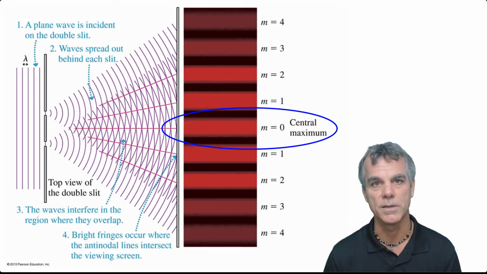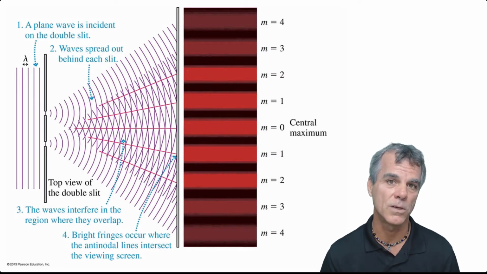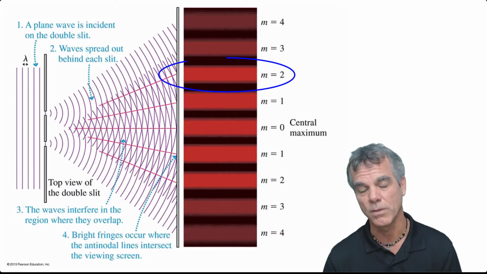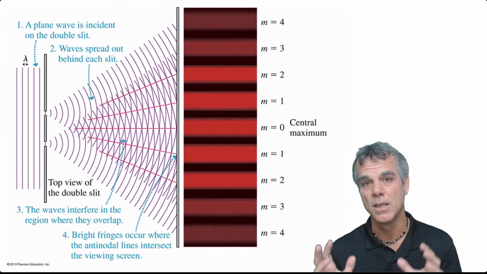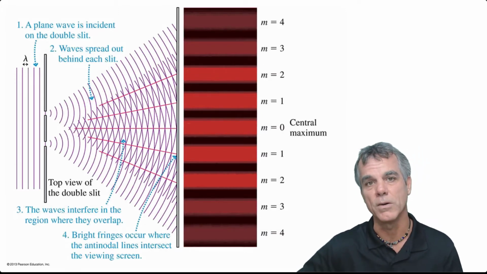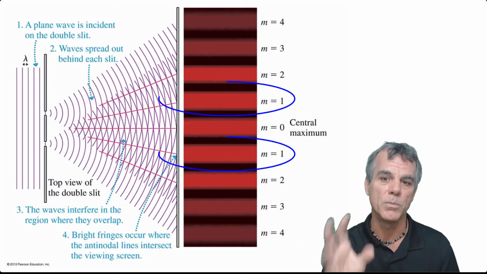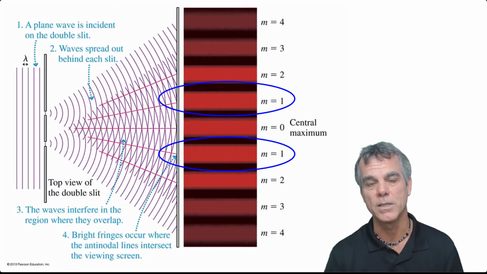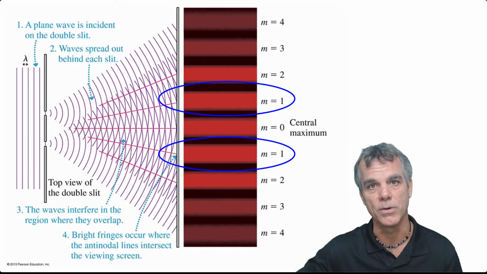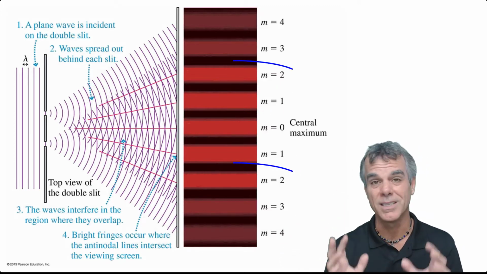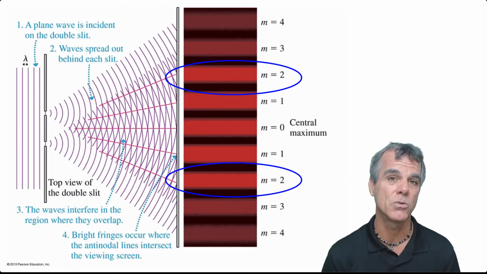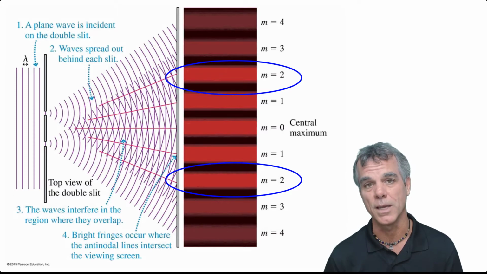ending up with fully constructive interference. Now we're also going to get fully constructive interference when light from one of the slits travels 1 wavelength farther, or 2 wavelengths farther, or 3 wavelengths farther, and so on, than light from the other slit. For example, the very first bright spot above or below the central maximum is where light from one of the slits travels exactly 1 wavelength farther. We call that the first order bright fringe. The second order bright fringe, the second fringe on either side of the central maximum, is where light from either slit travels exactly 2 wavelengths farther than light from the other slit.